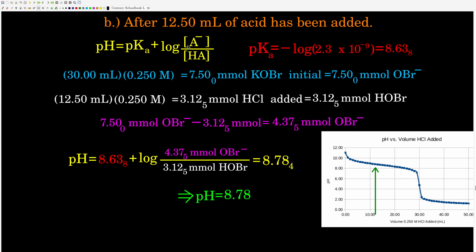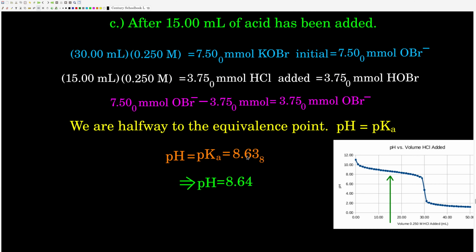And so this is the base over the acid form. The millimoles of the base is 4.375. Millimoles of the acid is 3.125. Just plug in. There's our pKa. Get our pH. Easy as that. So pH is 8.78. Guys, see how nice millimoles are? It really saves you some work, and it makes things, I think, a little bit easier. Really try it. It's nice. All right, so pH 8.78 after 12.5 mLs, right there. So we've gone down some, but not a lot.